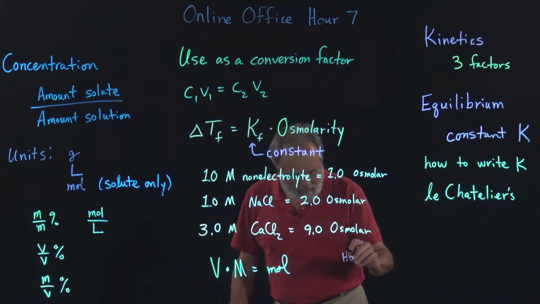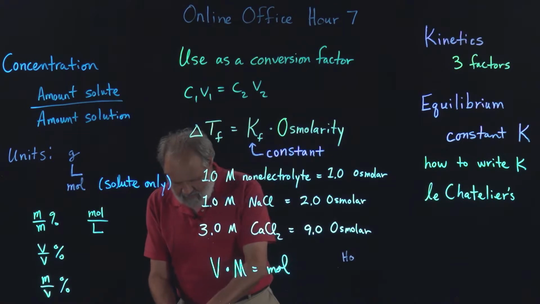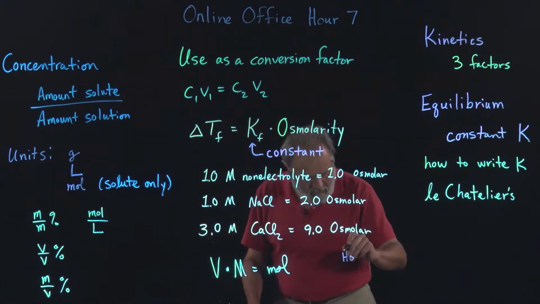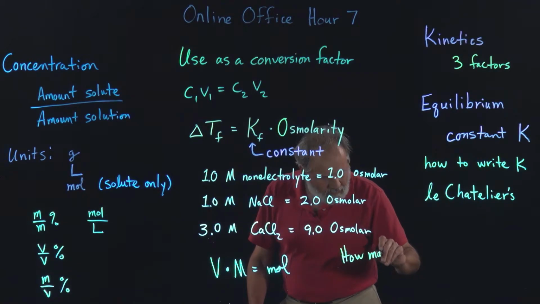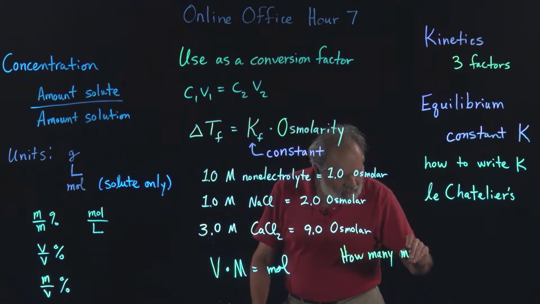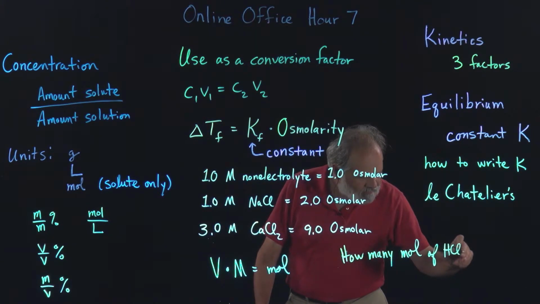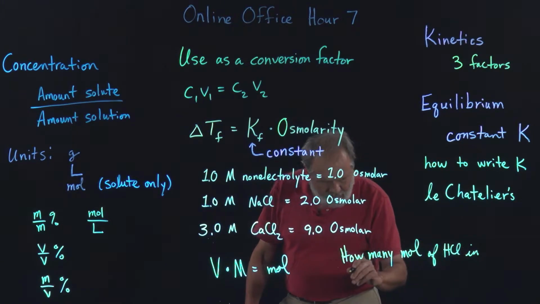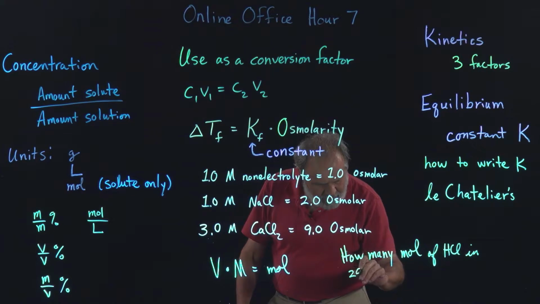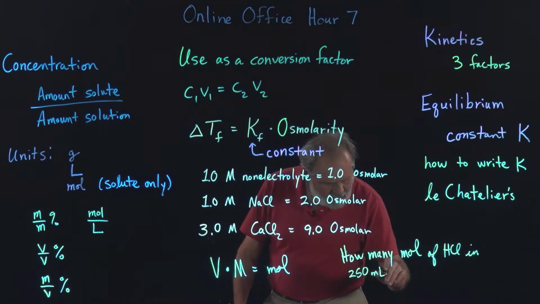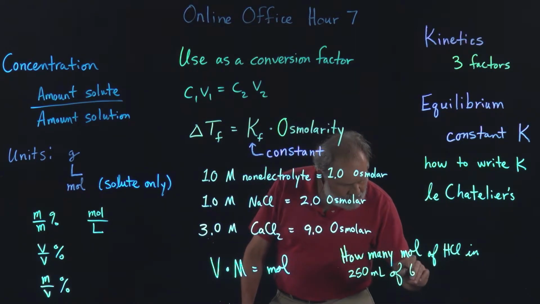How many moles of HCl are in 250 mL of 6 molar?